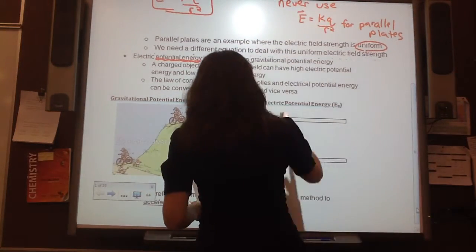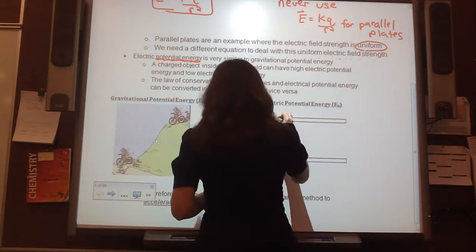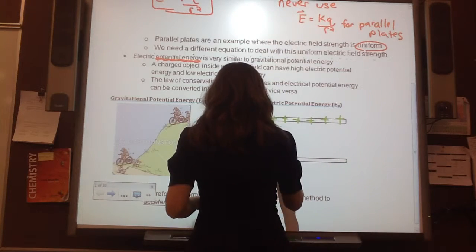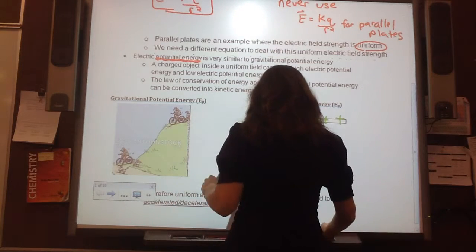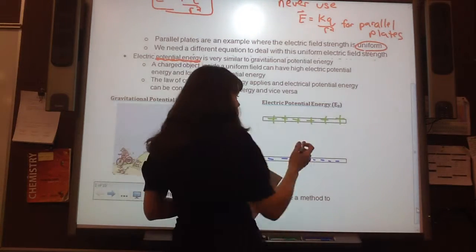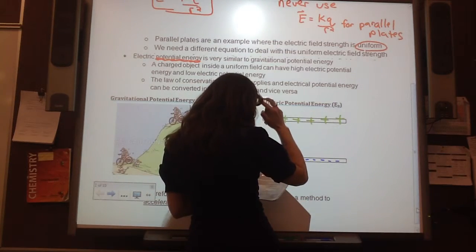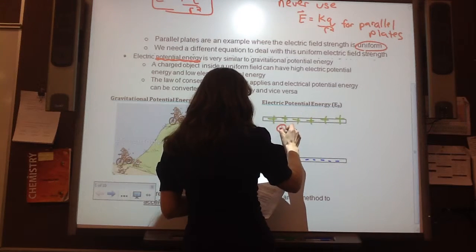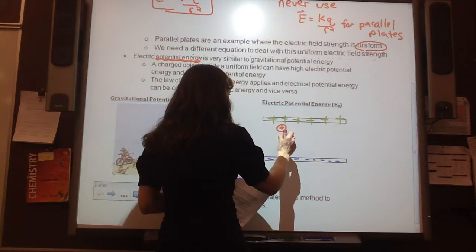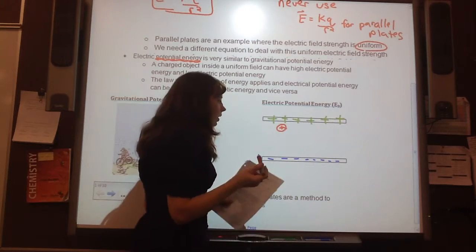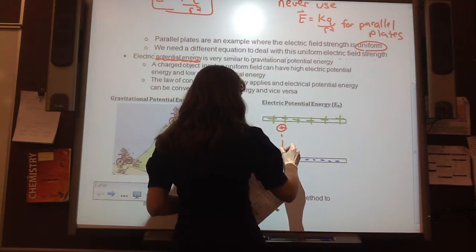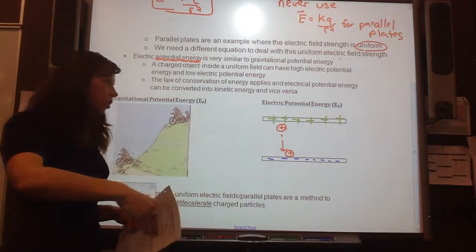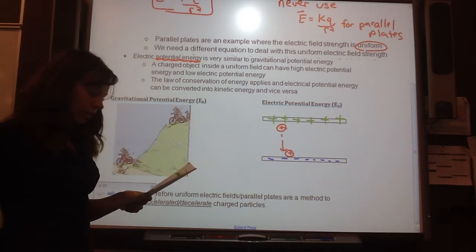Well, say we have again our plates, like here, here's our positive, here's our negative. Like in our example that we talked about, say we have a positively charged object or particle here. What's it want to do? It's going to want to move this way. It's going to have a force exerted on it to go down toward the negative plate.